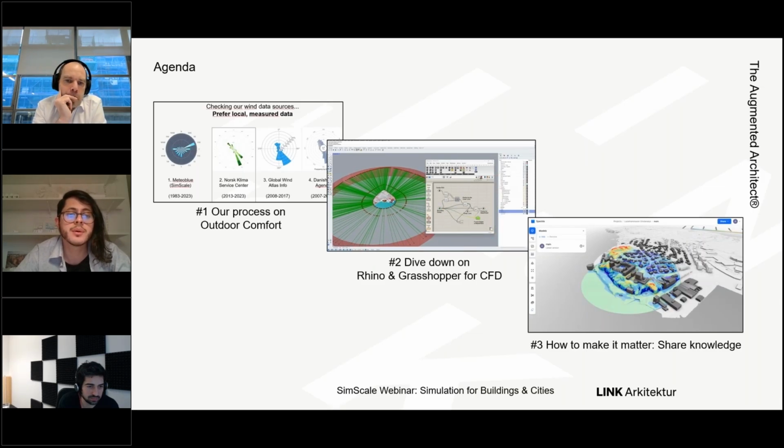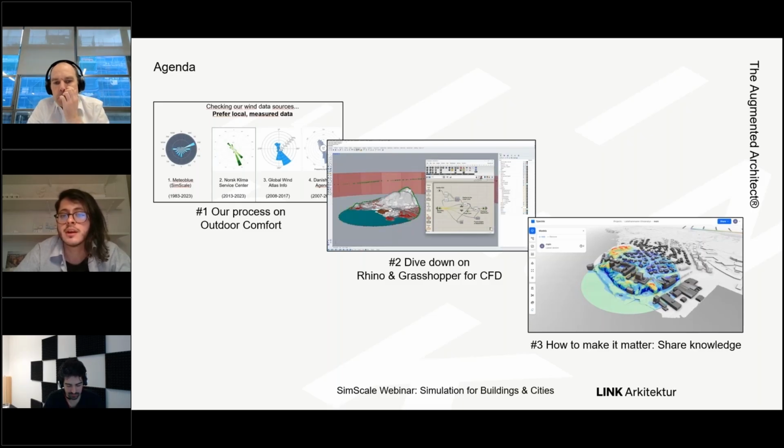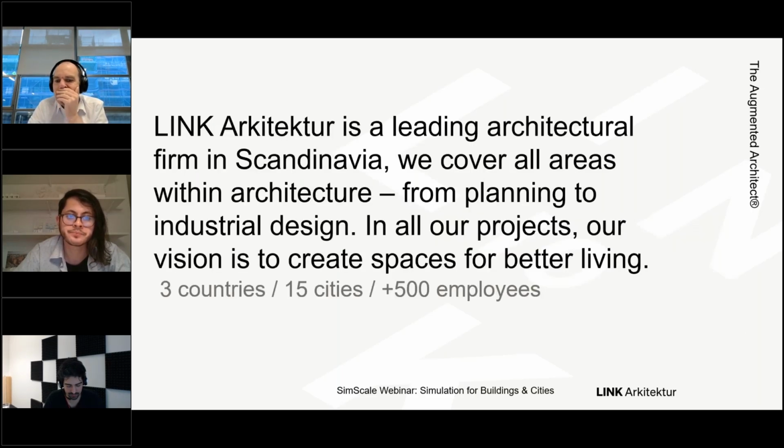I would like to talk about our process of outdoor comfort first, how we usually approach this sort of problem, and then a little bit of a dive down on Rhino and Grasshopper for computational fluid dynamics, how we really work with it on the modeling side until we get some results. And then finally, and maybe most importantly, how to make it matter, how we are able to share this knowledge within the design team, company-wise, and also with the outside world.